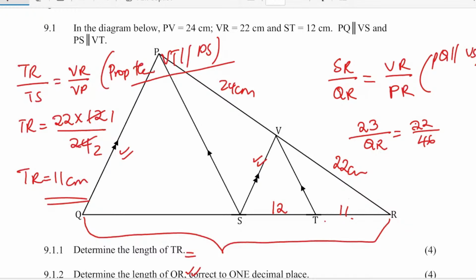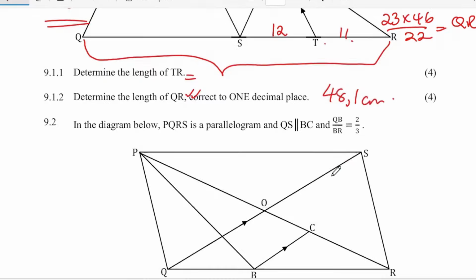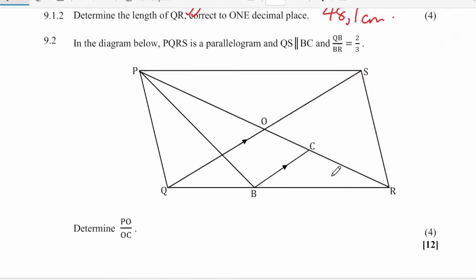Then cross multiply, and let's see what we end up with. So 23 times 46 divided by 22. That should be our QR. When we look at the calculator, remember we are looking for the QR. So that's going to be 48.1 centimeters.